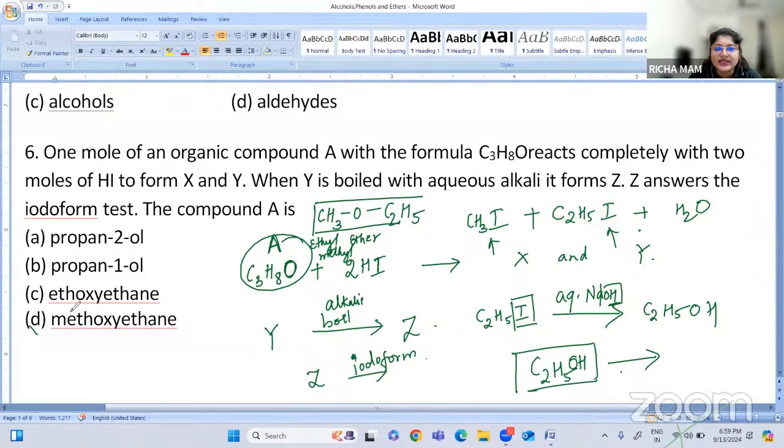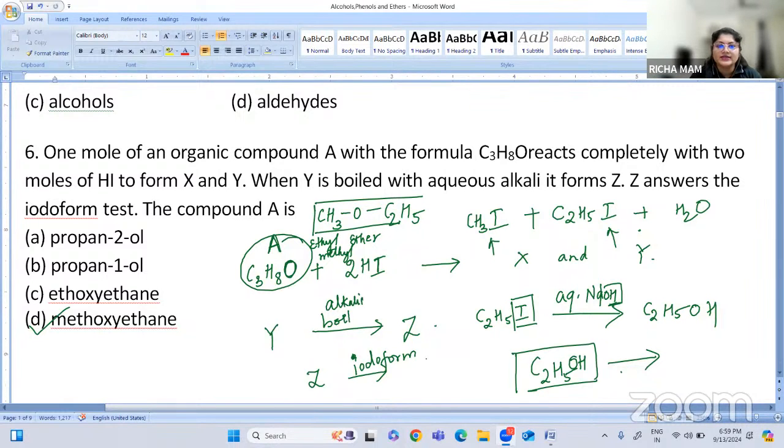So it is methoxyethane. Yes, D is the answer. So who all have answered as D? Amulya has answered as D. Asma has answered as D. Preeti has answered. Lubna has answered. So D is the answer.